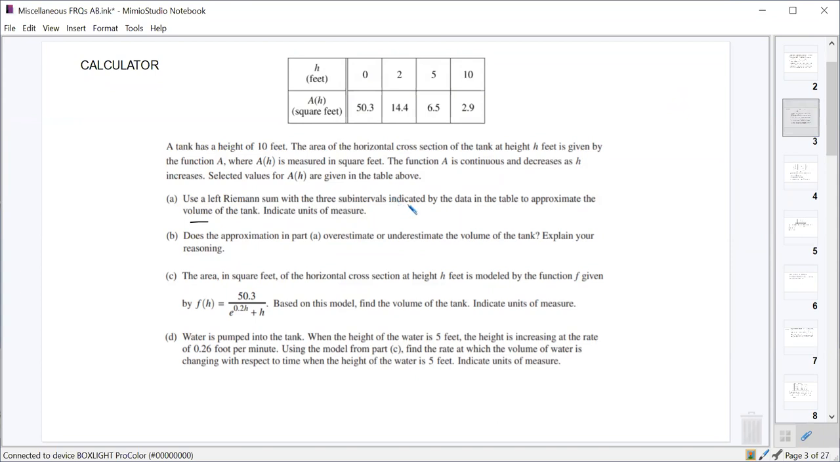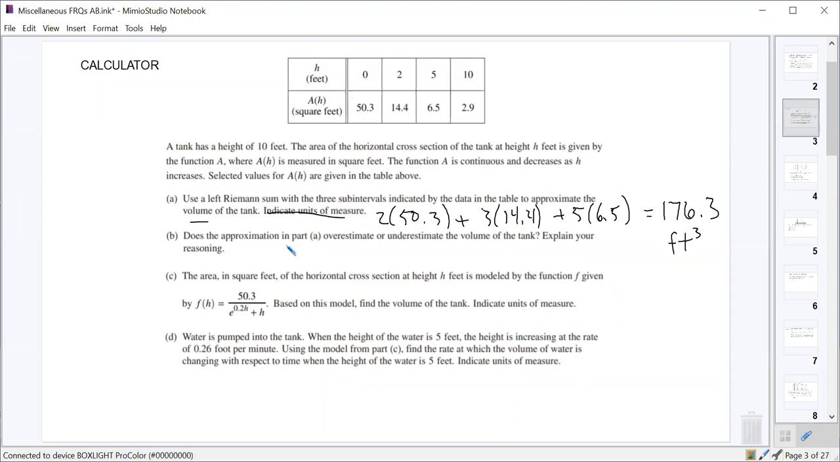All right, 3 subintervals. Left Riemann sum should have been 2 times 50.3 plus 3 times 14.4 plus 5 times 6.5. And that came out to be what? 176.3 feet cubed. Make sure you put your units, it says, indicate units of measure. All right, we'll come back to point values for each of these once we get through the whole thing.